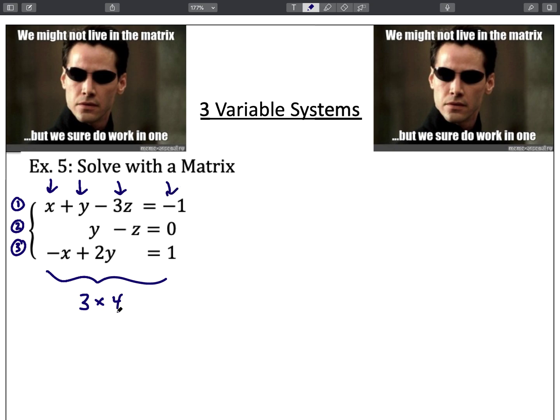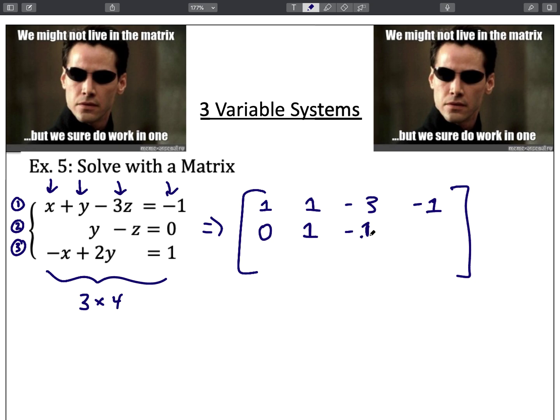What would it look like in the calculator? Well, let's steal some coefficients. The coefficients I can see on top are 1, and then 1, -3, and -1. For equation 2, notice there are no x's, so that means for the x term it would actually be 0. For positive y we have a 1, and for z we have -1. We know that it's all equal to 0. On the last equation we have -1 for x, and +2 for y. Notice the z's are missing, so for z you would have 0, and then +1 at the end. Okay, so it's still a 3 by 4 matrix.